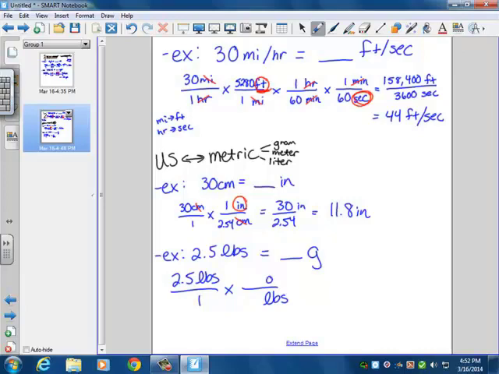And I know I can get pounds into ounces. 1 pound is 16 ounces. And now I can go from ounces to grams. 1 ounce is 28.35 grams. So pounds cancels, ounces cancels, I'm left with grams. So it looks like all 1's on the bottom, so it's going to be multiplying on top, 2.5 times 16 times 28.35, and I'm getting about 1,134 grams.